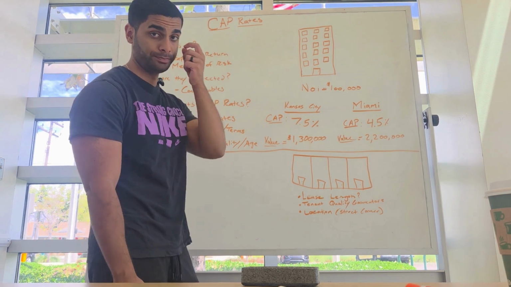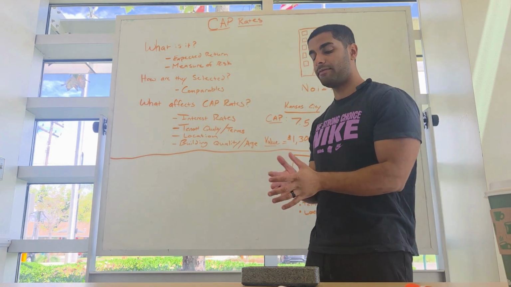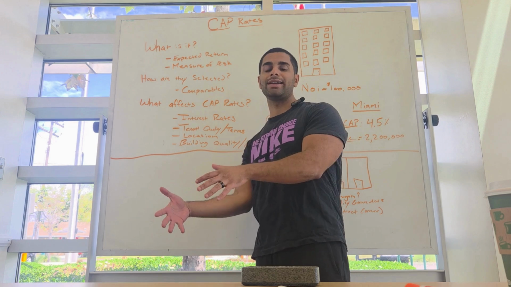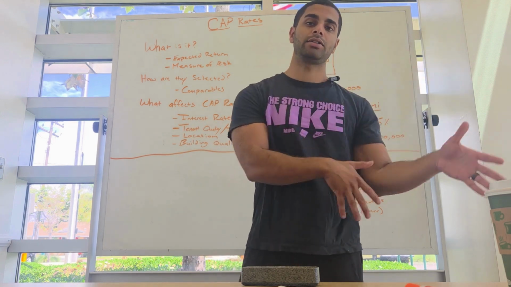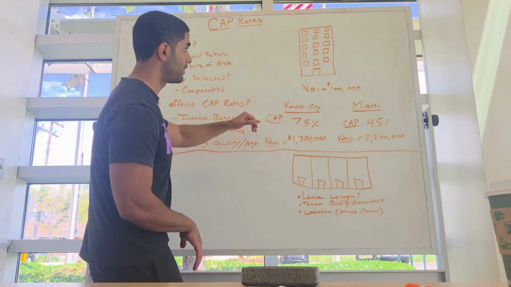The next one is location. Location has a huge effect on cap rate. Something in a very stable, growing neighborhood will tend to trade at a lower cap rate than something that is not in a great neighborhood. Again, it goes back to a measure of risk. Now, before we keep going, I'm going to jump to my example here.